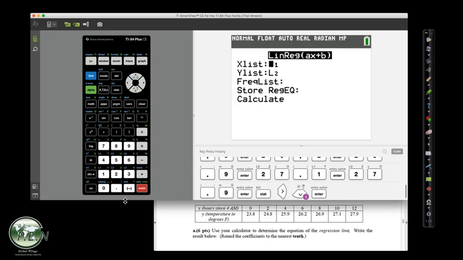You can either arrow down. I just like to hit Enter a bunch of times and accept all the defaults. If you have a TI-83, what happens is you just get a line that says linear regression. You just hit Enter once and you get the calculations going. Okay, so different versions of the calculator may look different.